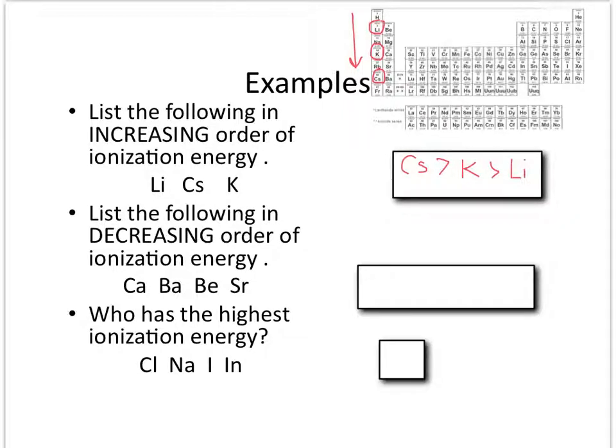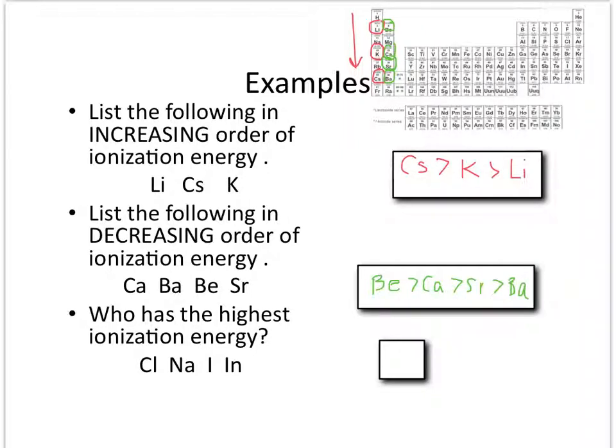In the second example, we want to look at calcium, barium, beryllium, and strontium. Those are all in group 2A. Once again, a group trend. We know that ionization energy is going to decrease as we go down. Thus, beryllium will have the largest ionization energy. Then calcium will have a smaller one, strontium even smaller, and barium will have the smallest ionization energy.